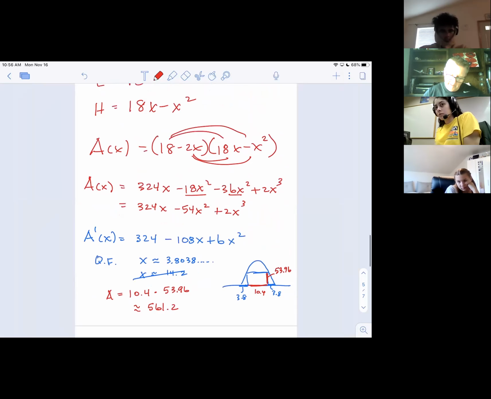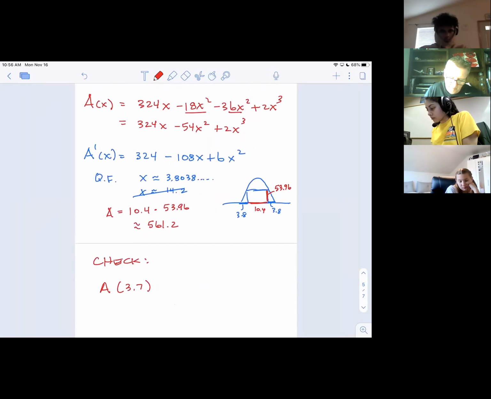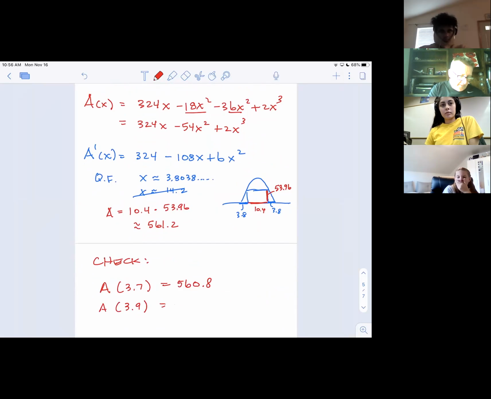When I did that, I got 560.8. Notice smaller. What if I went on the other side of 3.8 and went up to 3.9, a little bit bigger? If I go second entry on my calculator, I can just go change all the 0.7s to 0.9s, and then this won't take me very long. When I did that, I got 560.9 as well, or actually a little bit different, 560.9.